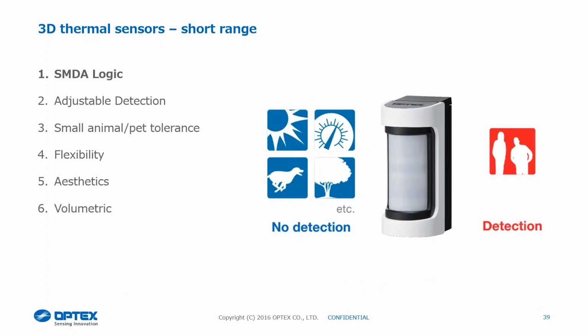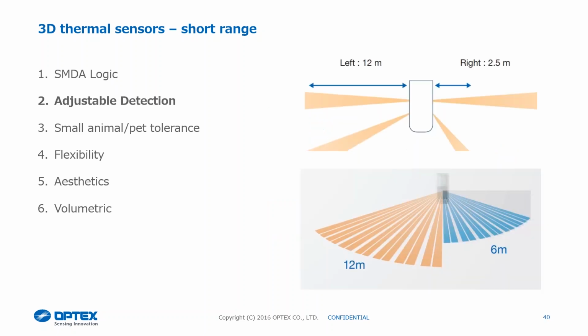So SMDA logic, super multi-dimensional analysis. In layman's terms, it monitors the background environment and adapts if necessary. There is a techie version of that, and we'll post it up later on. Number two, adjustable detection. As I say, you can fit the detector to suit the environment and the application and the client's requirements.